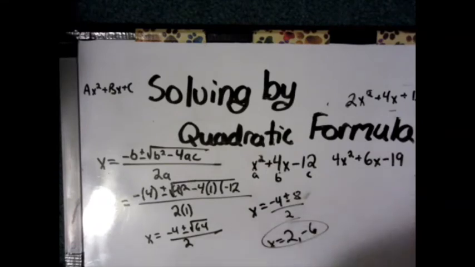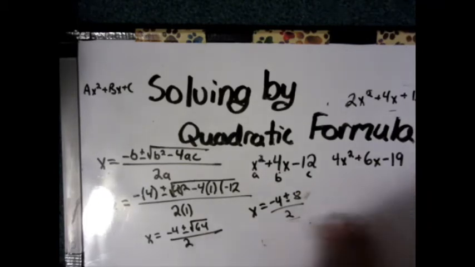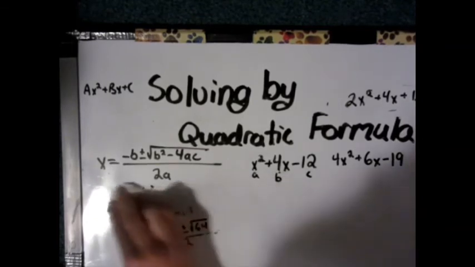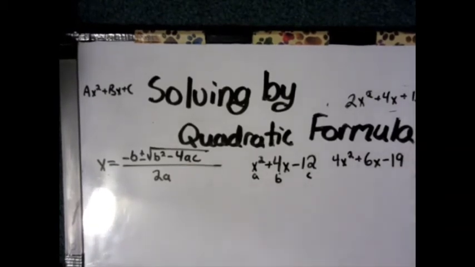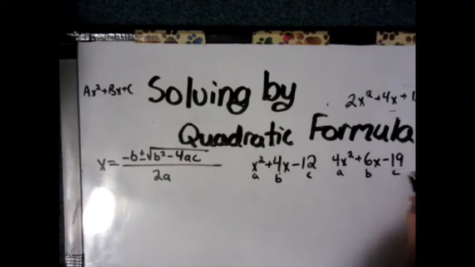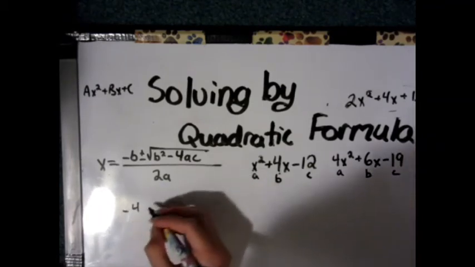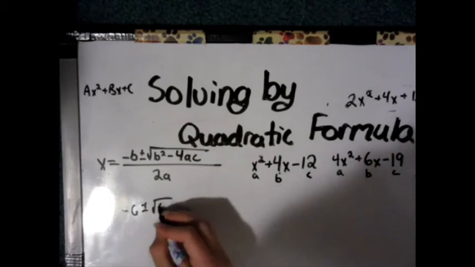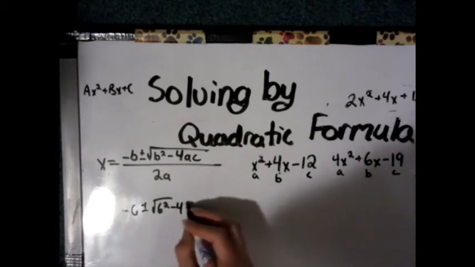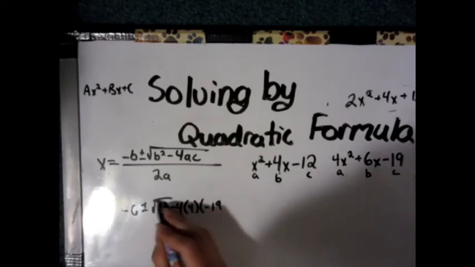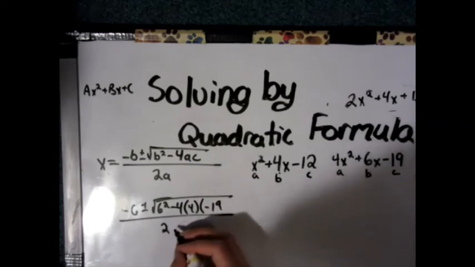And that's all there is to quadratic formula, but I still have 2 more practice problems. So going to do those real fast. Okay, and same thing, just plug in all your values, and we can label these coefficients if it makes it easier. So -6 plus or minus the square root of 6 squared minus 4, and A in this case is 4, and C is -19 over 2A, which is 4.